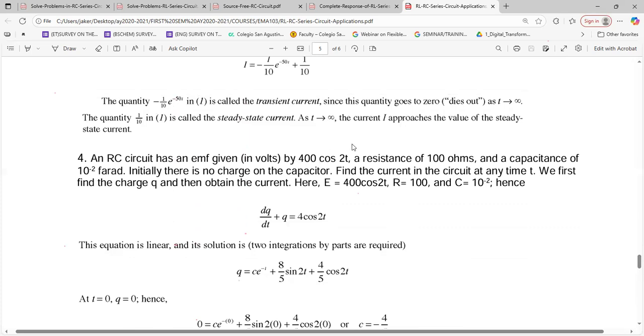It is given by the expression 400 cosine 2t, a resistance of 100 ohms and a capacitance of 10 raised to negative 2 farad. Initially, there is no charge in the capacitor, so it's just like saying Q is equal to 0. Find the current in the circuit at any time t. So it asks for the formula that will solve for the current in the circuit at any time t.